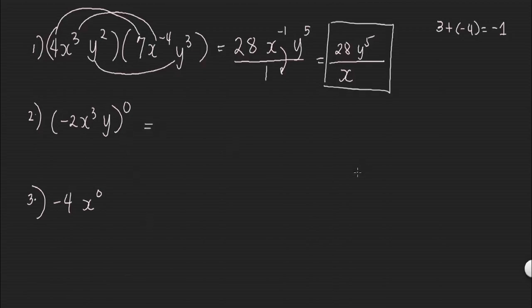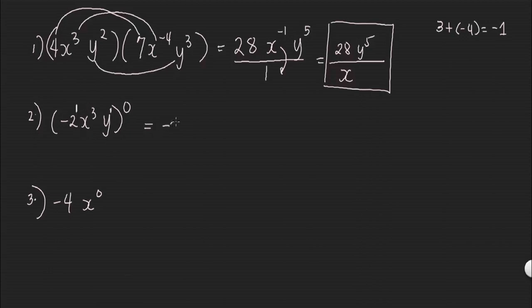For the second example, we have (negative 2x cubed times y) raised to 0. Okay, as you can see, yung buong term na to ay naka-raise kay 0. So, anong mangyayari dyan, no? Pwede natin gawin to. No? Alam naman natin na si negative 2 ay may 1 exponent, si x ay may 3 na exponent, si y ay may 1 exponent. Distributive property.